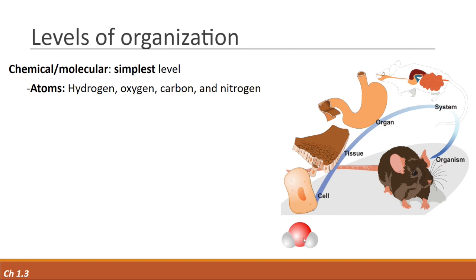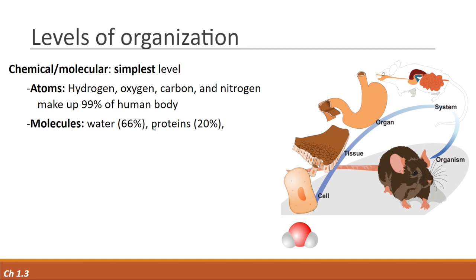So remember, we are made up of atoms put together into molecules. The primary atoms that we're going to be talking about are hydrogen, oxygen, carbon, and nitrogen. These together make up almost all of the human body. We can form water, carbon dioxide, oxygen, proteins, carbohydrates, fats, and if we add some salts, we would get the remainder of the body.